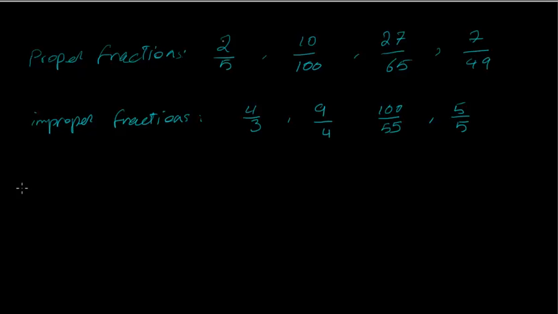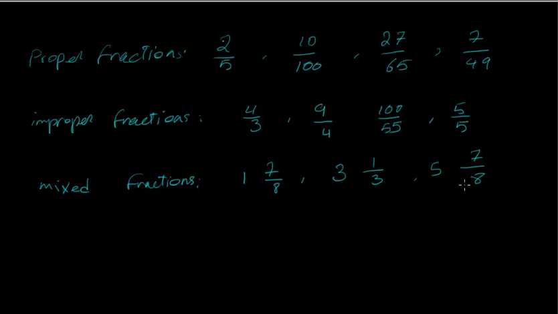Then we have mixed fractions, which means there is a whole number and a fraction, like 1 and 7 over 8, or 3 and 1 over 3, 5 and 7 over 8.